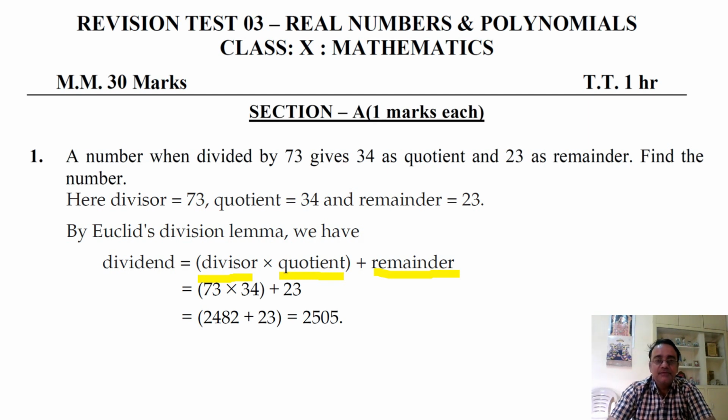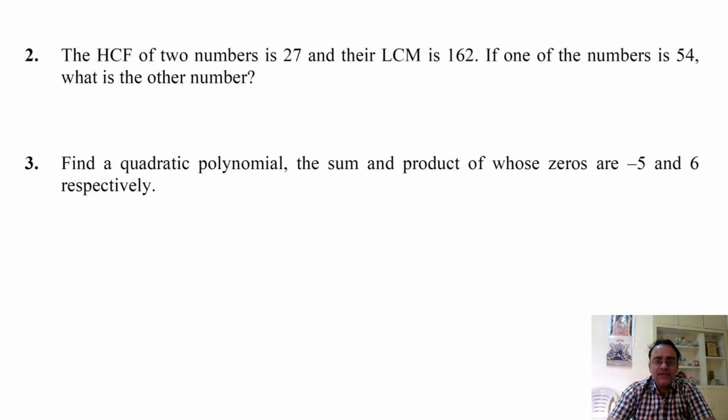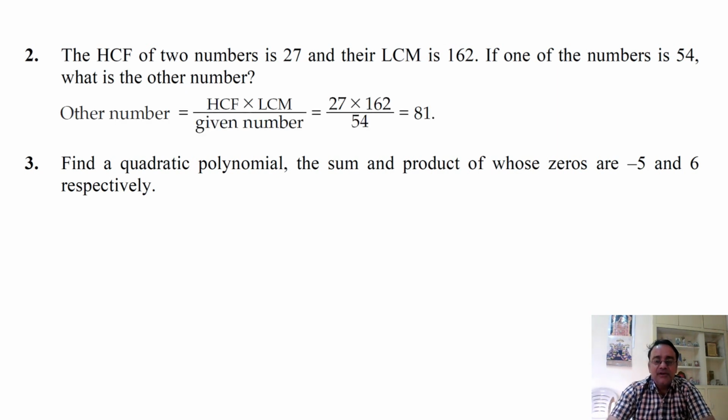So let us move towards question number 2. Question number 2: the HCF of two numbers is 27 and their LCM is 162. If one of the numbers is 54, what is the other number? So we have one formula that HCF into LCM is equal to the product of the two numbers. So the other number will be equal to HCF into LCM divided by the first number that is given. So this is the formula. So 27 into 162 divided by 54 will be equal to 81.